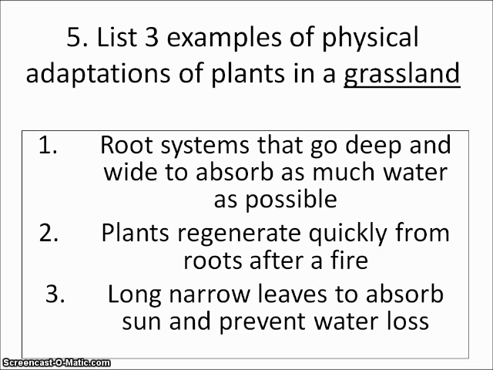Okay. Item number 5, list 3 examples of physical adaptations of plants in a grassland. Okay, number 1, root systems that go deep and wide to absorb as much water as possible. Number 2, plants regenerate or regrow quickly from roots after a fire. And number 3, long, narrow leaves to absorb the sun, but yet prevent water loss.